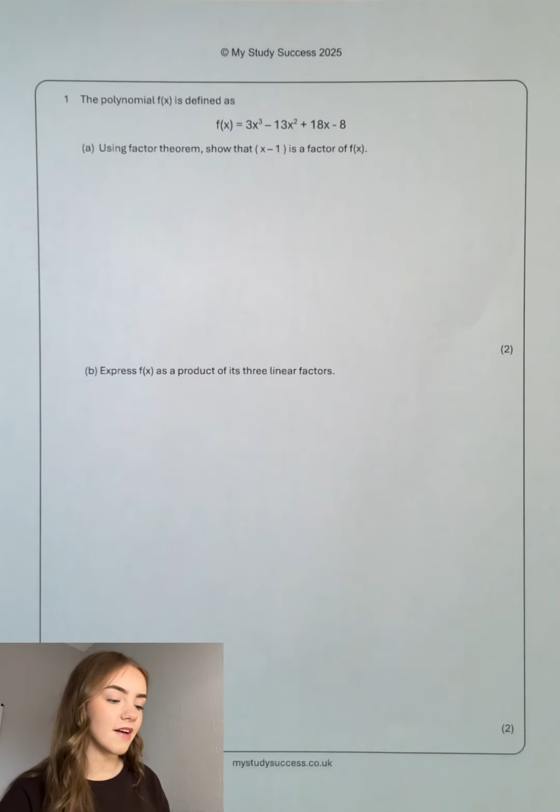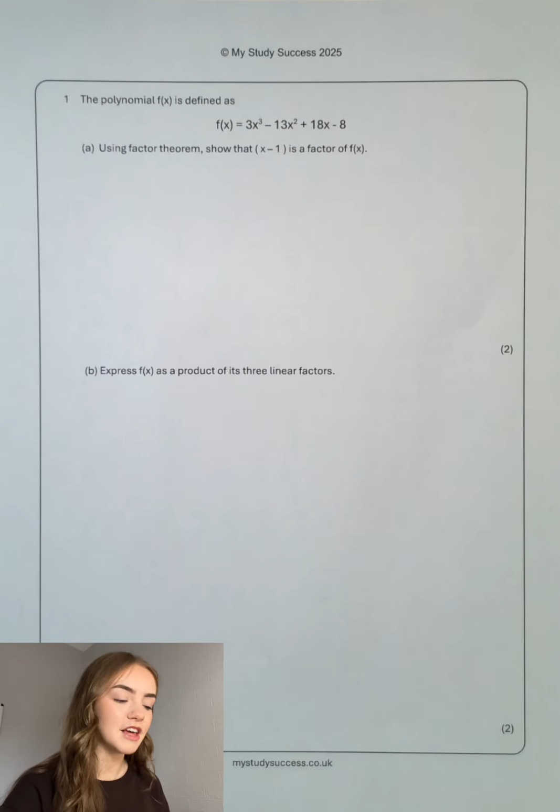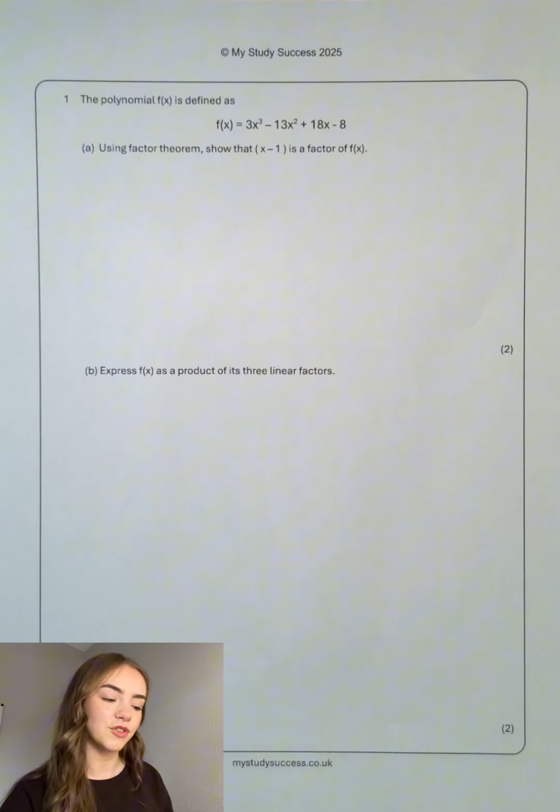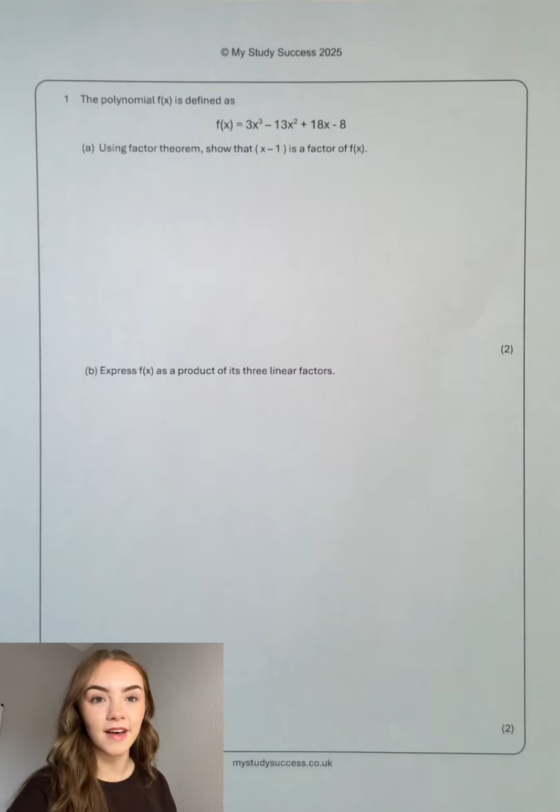The polynomial f(x) is defined as f(x) = 3x³ − 13x² + 18x − 8. Using the factor theorem, show that x − 1 is a factor of f(x).